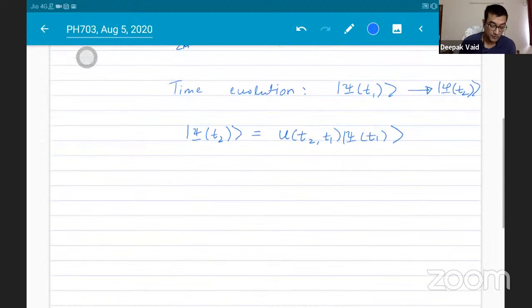Now, the requirement of conservation of probability, what is that? That is the statement that the length of this vector should remain the same.